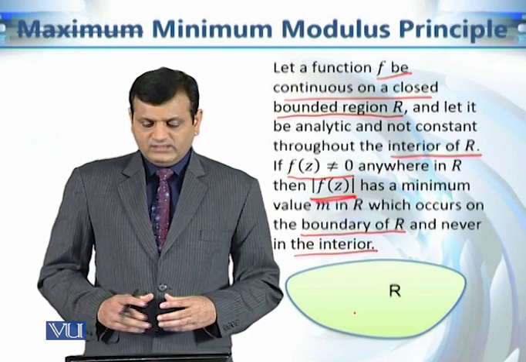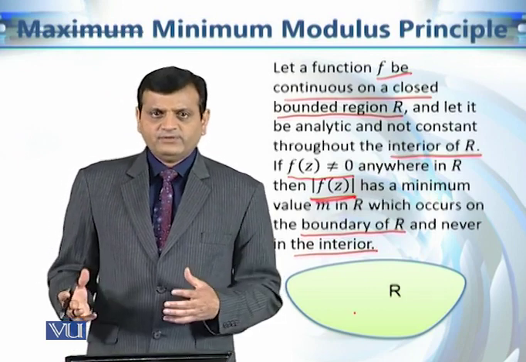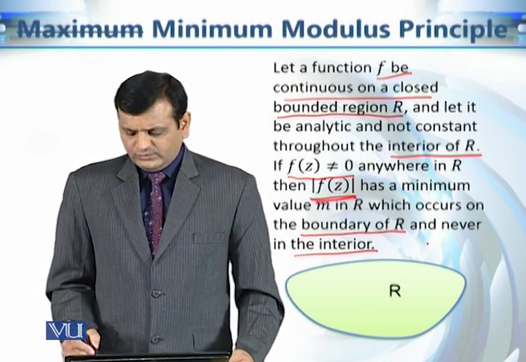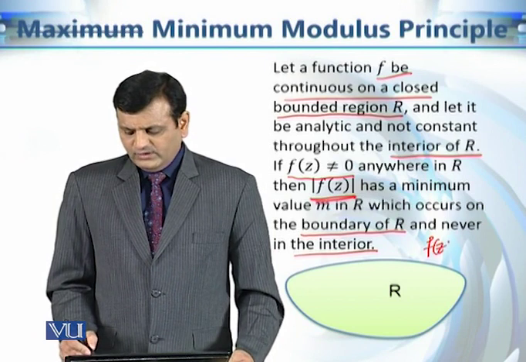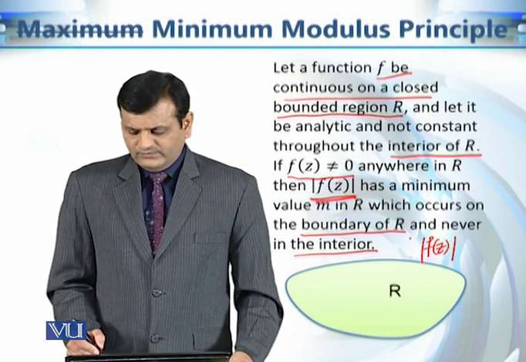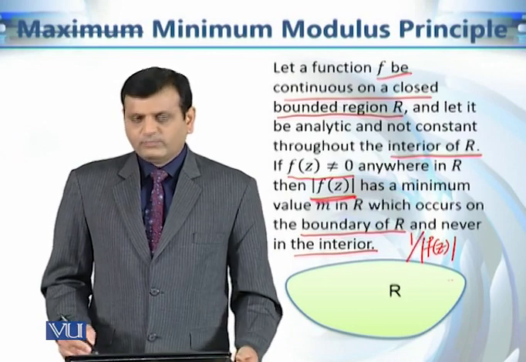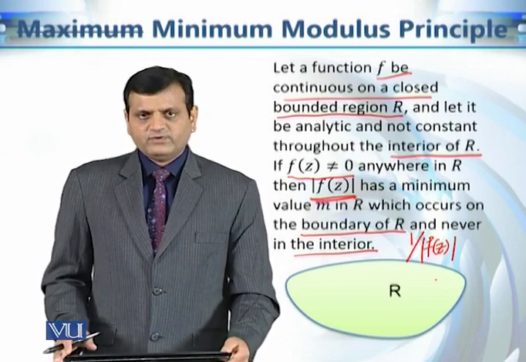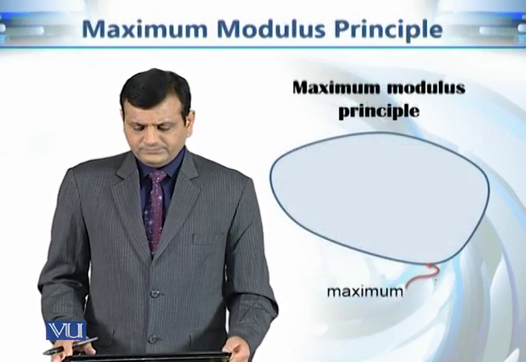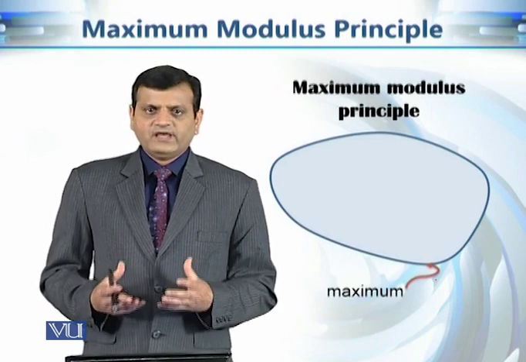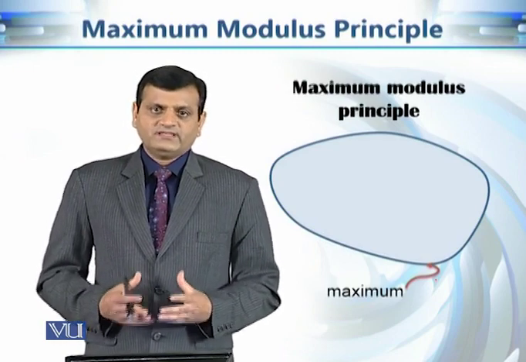The connection between the maximum and the minimum modulus principle is very simple. If you talk about the maximum value of the modulus, then you take this, and if you want to talk about the minimum value of the function, then you just consider 1 over mod of f of z, and then the whole discussion will be directed towards the minimum value. Now that's the end of our discussion on the maximum and the minimum value of the modulus of a complex valued function.